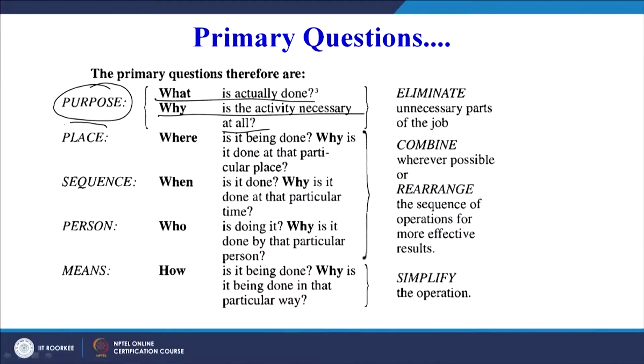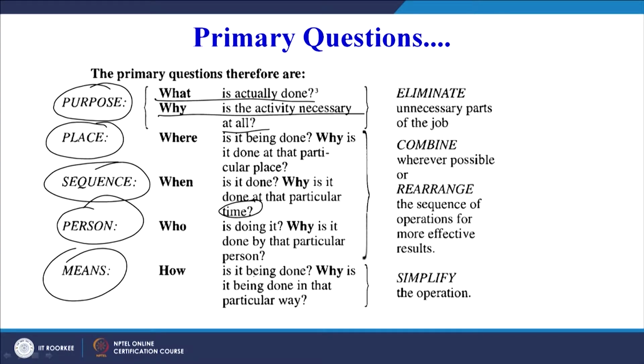Then the place where it is being done, why is it done at that particular place only. Then regarding the sequence, when it is done, why it is done at that particular time. Who is the person doing it, why is it done by that particular person only. And the means: how is it being done, why is it being done in that particular way only. So these are the questions for every work.